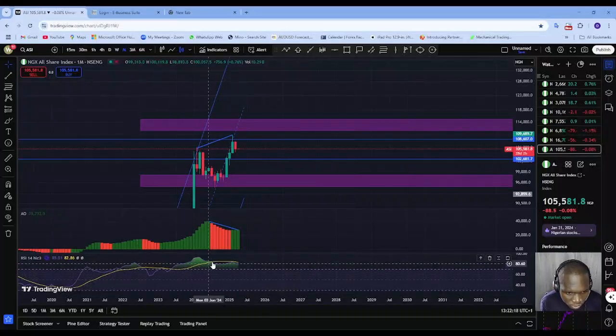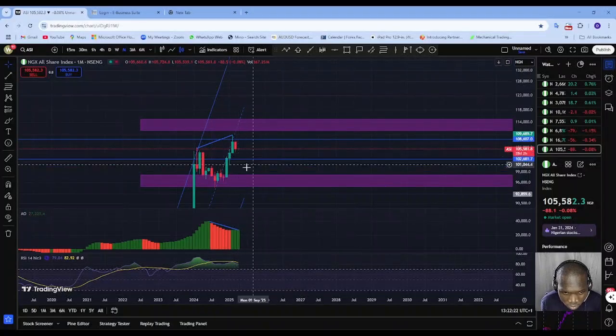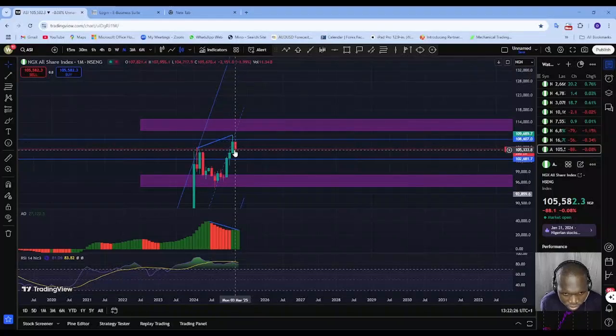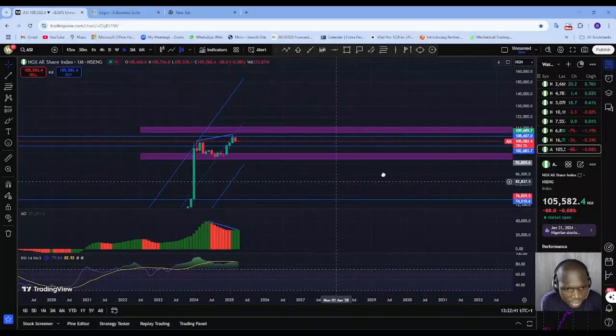All right, and we should pay attention to the RSI also. RSI is already in the overbought region, and the candlestick is already forming like a rejection, but it's not confirmed. This red candle, this bear, is not strong enough. It didn't take out the bull. So I'm looking for a bearish candle that will close below this bull, which is the most important candle. If that happens, that's what we are looking at. That's for the All Share Index.